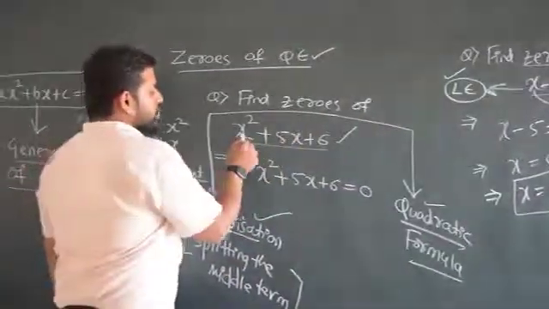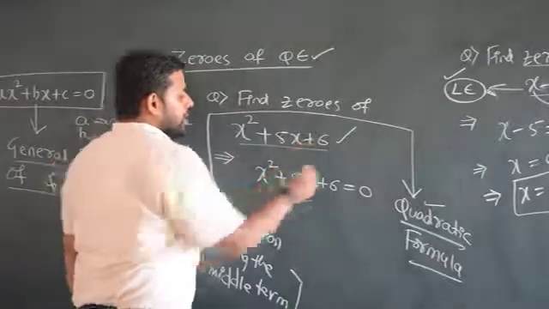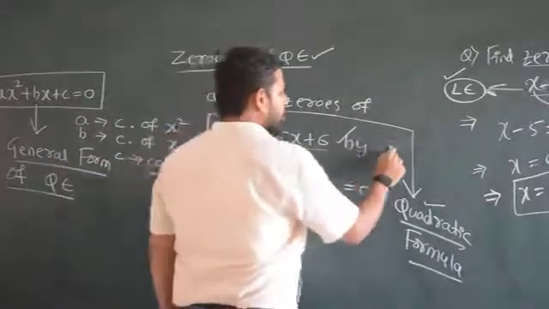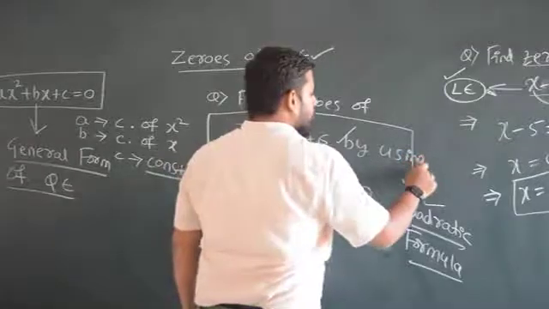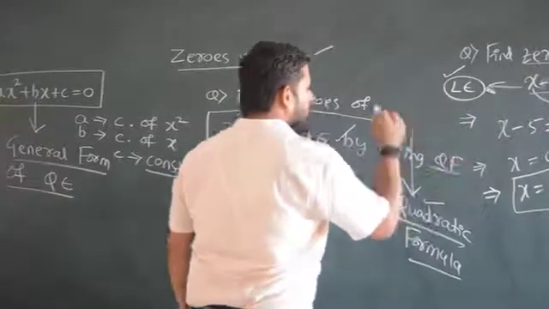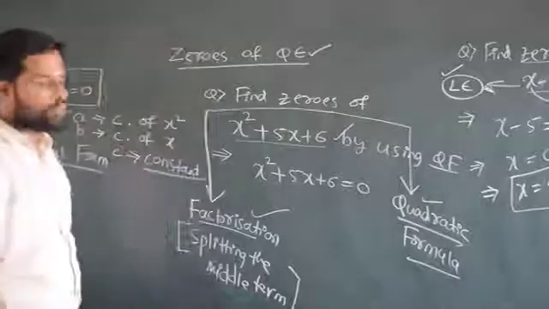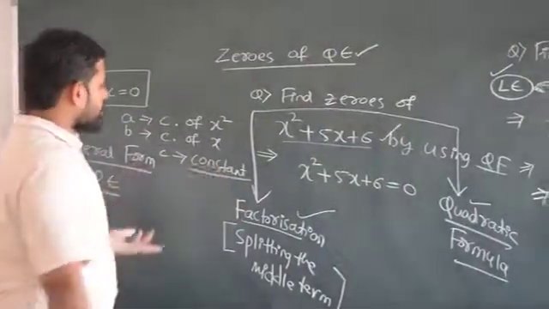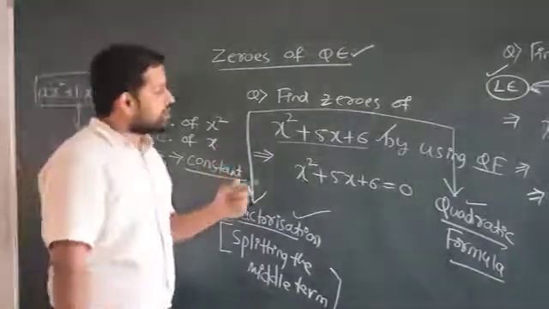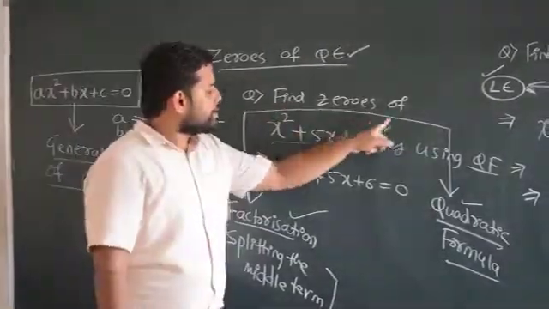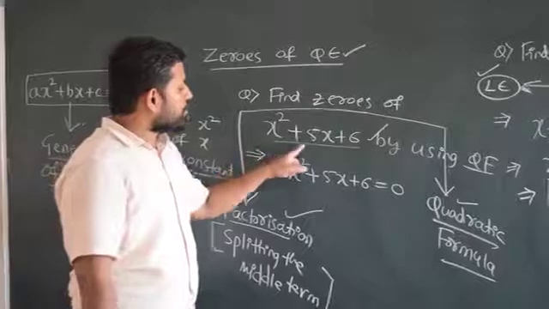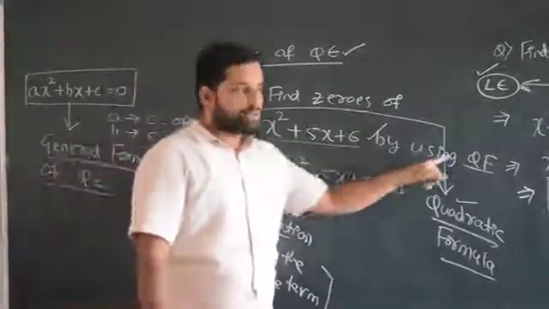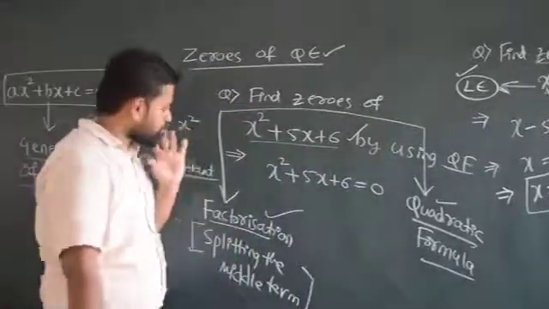Find zeros of x square plus 5x plus 6 by using QF. What do you mean by QF? QF means quadratic formula. So what will be the question, my dear children? Please make note. If you are not making notes of this, that is also fine, but you must write this question: find zeros of x square plus 5x plus 6 by using quadratic formula.